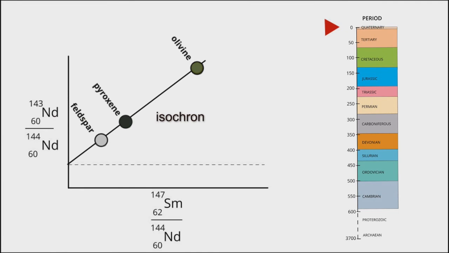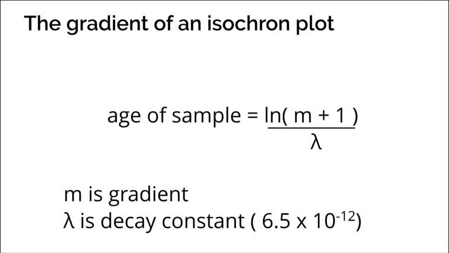It is now present day. We have a 350 million year old sample of gabbro, and this is how the plot looks. I have added a straight line which aligns with each sample. This is a line of equal time, or an isochron. The greater the gradient of the line, the older the sample is. The exact age is calculated from the gradient using this equation. M is the gradient of the graph, and lambda is the decay constant as before.